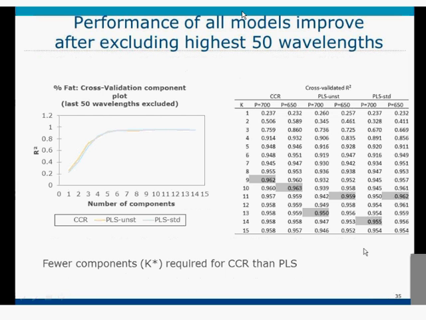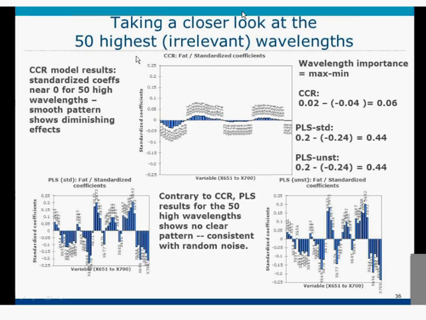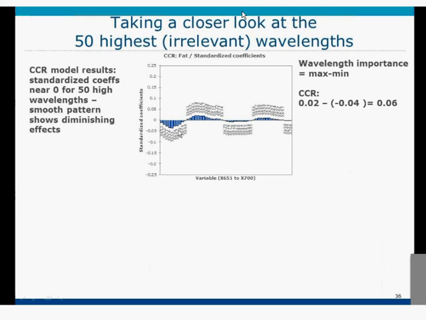Okay, now if we take a closer look at the 50 highest irrelevant wavelengths, first we'll look at the pattern of the regression coefficients, the standardized regression coefficients that we get from CCR. And you can see that they're all very close to zero. The pattern is such that it really dampens out and goes to zero as you get close to the 2400 frequency range, or close to the near infrared.